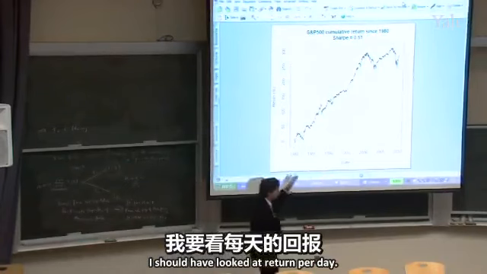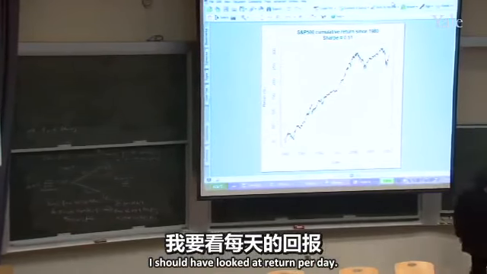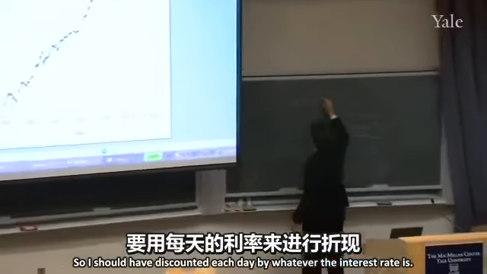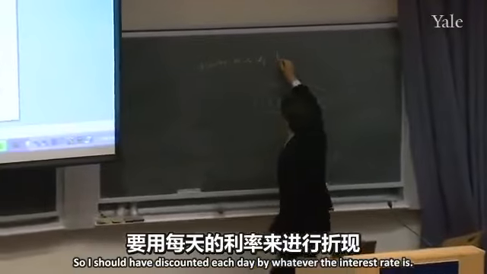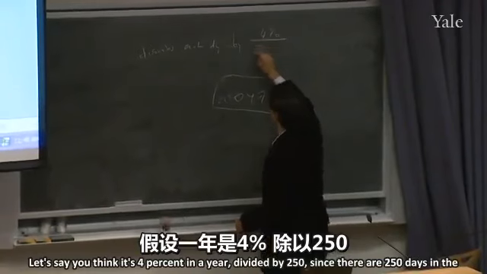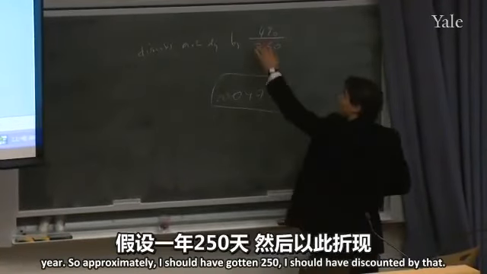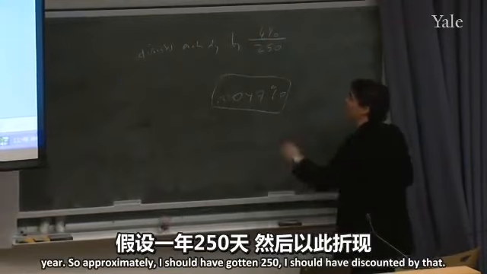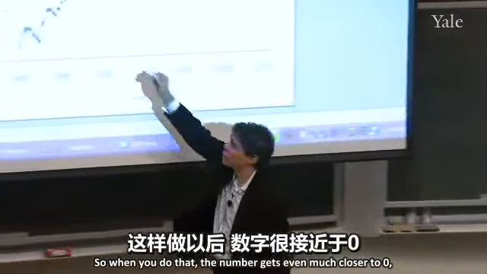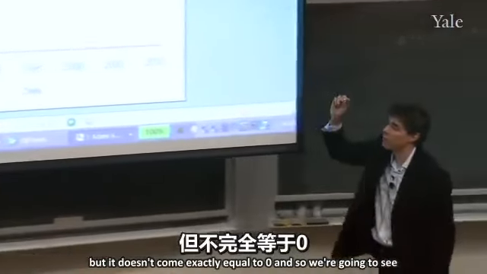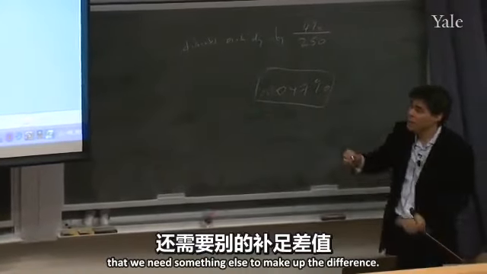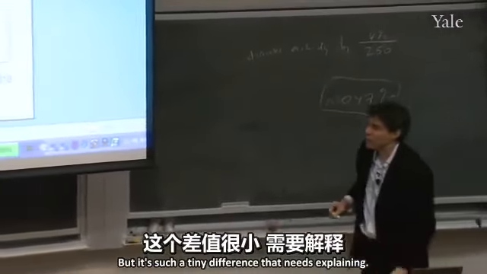I should have looked at return per day, and so I should have discounted each day by whatever the interest rate is. Let's say you think it's 4% in a year, divided by 250, since there are 250 days in the year. When you do that, the number gets much closer to 0. But it doesn't come exactly equal to 0, and so we're going to see that we need something else to make up the difference. But it's such a tiny difference that needs explaining.